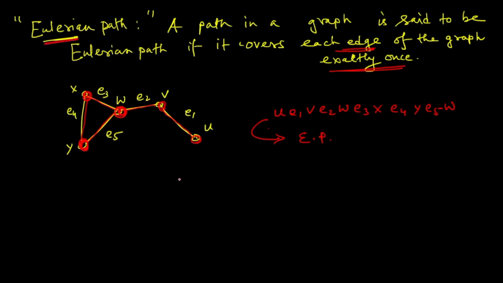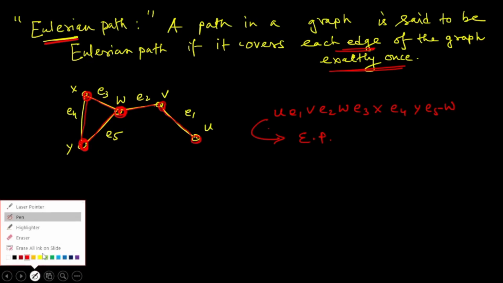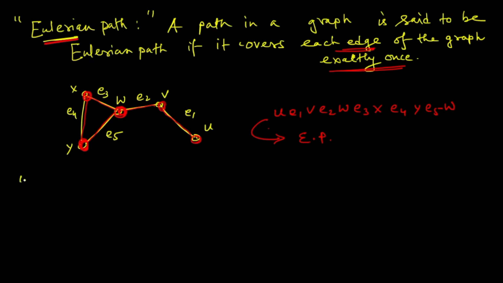Now what is Eulerian circuit? When you are considering a circuit, obviously it should be a closed graph. The main concept is the same. That means each of these edges will be covered exactly once. So in that case, this becomes an Eulerian circuit.